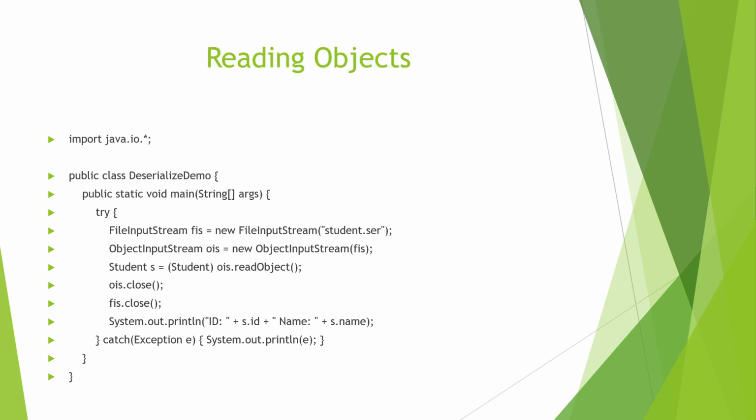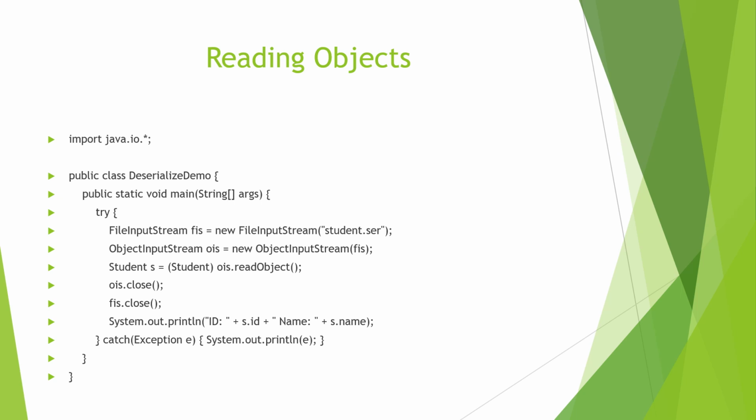So let's see another example, that is the reading object. Over here it's the same. First we are importing the package, import java.io. After that we are creating a package, that is DeserializeDemo. Within that class, we are passing the main function. Under the main function, we are passing the try block. Within the try block, whatever we have written in the previous example, that is the writing object, we are reading that.